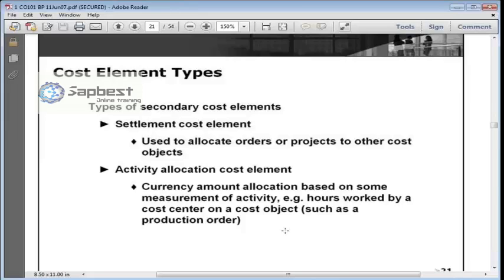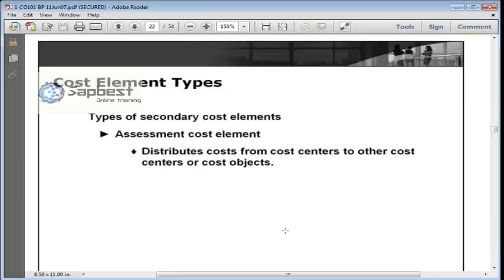And also there is settlement cost and allocation cost. Currently the allocations are mostly based on activities, hours worked. So I need to do the activity allocations within the cost element. Right? So activities could be hours worked, could be SKUs, and production orders, and settlements and allocations. We'll look at all those terms later.